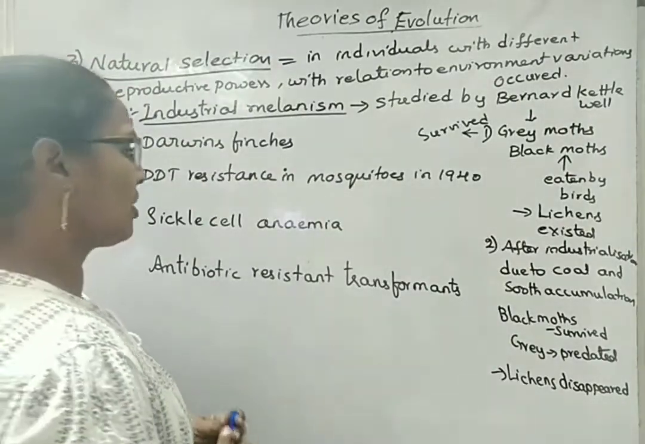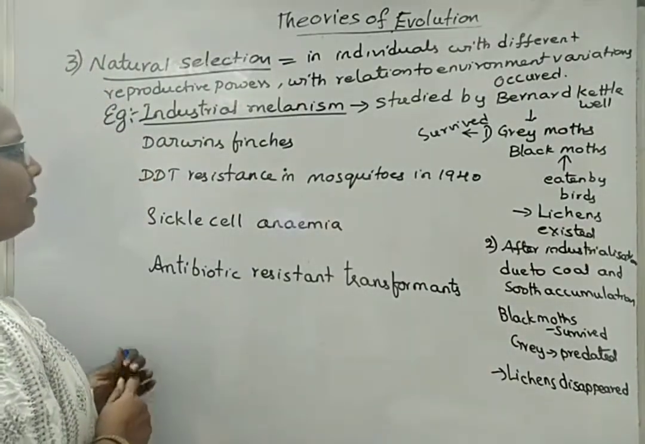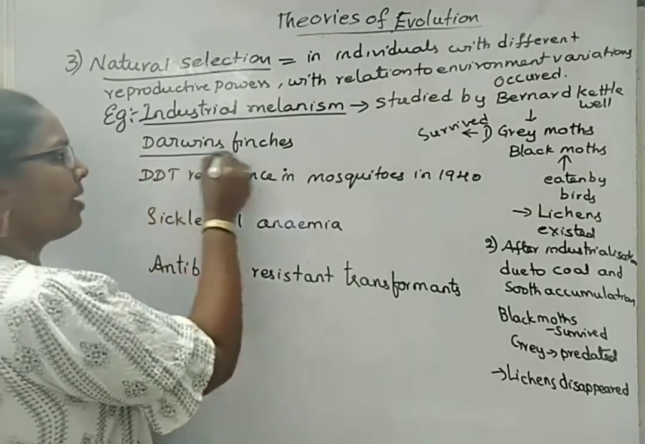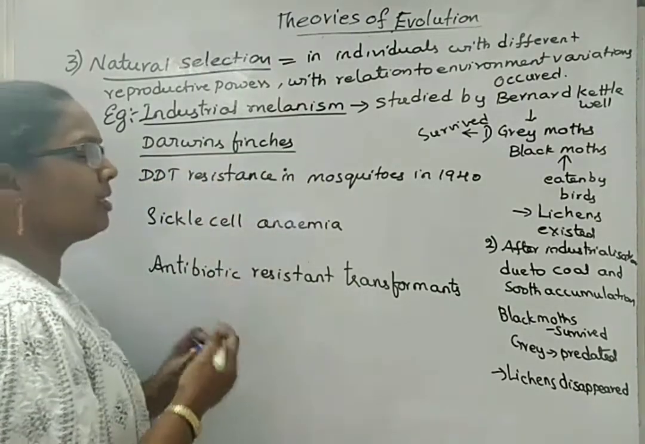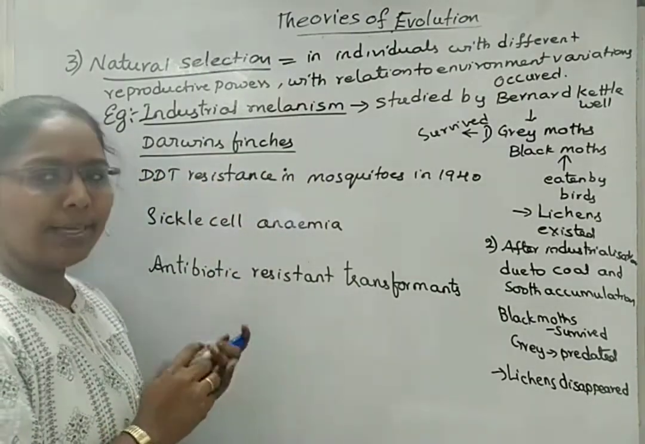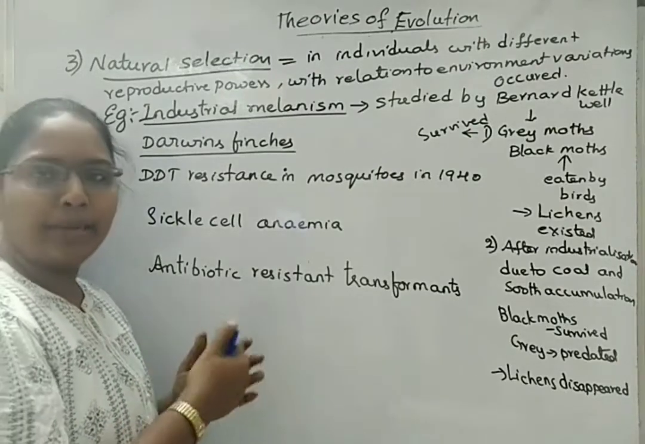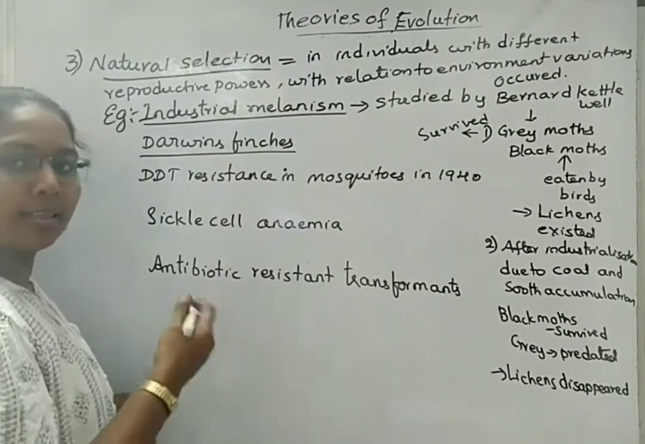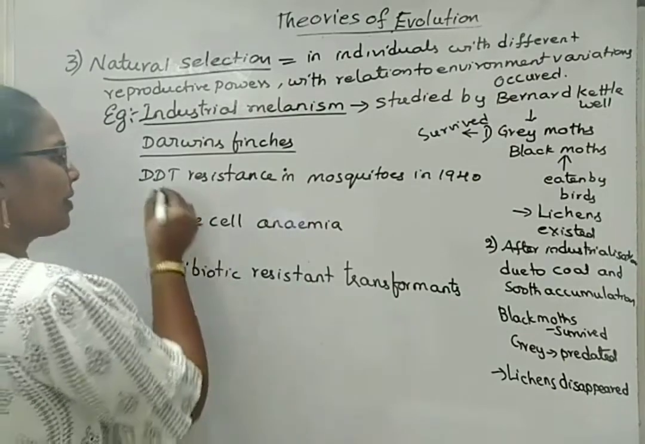with that of moths. Second one, Darwin has explained about these finches. Basing on the type of food grains, the beak shape has been changed. That directly got inherited to the offspring.